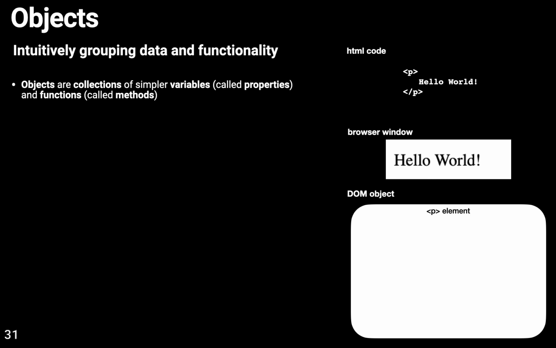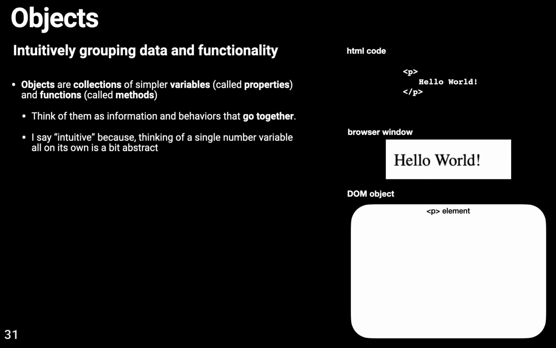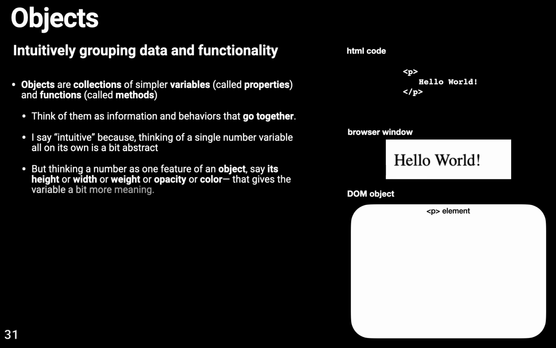You don't have to worry about it. The idea holds, though. Objects have data and functions. It's information and behaviors that go together. I say it's intuitive because thinking of a single number variable all on its own is just sort of an abstract number. But thinking of a number as one feature of an object, for example, its height or width or weight or opacity or color, ringing some bells, that gives the variable some meaning, right?